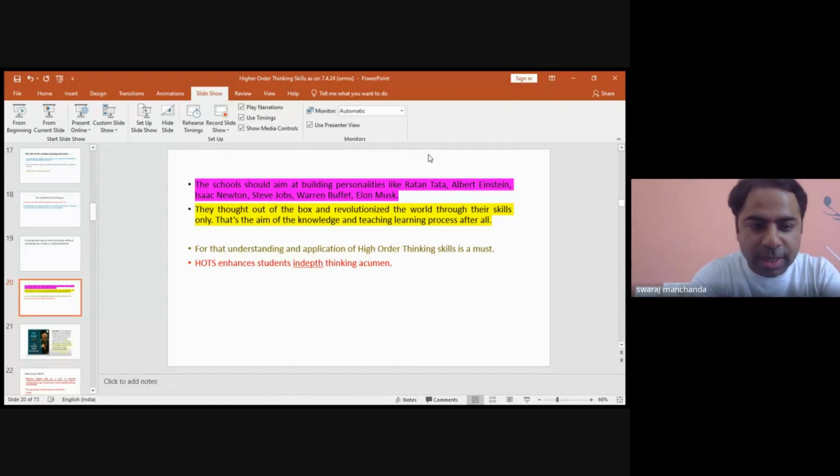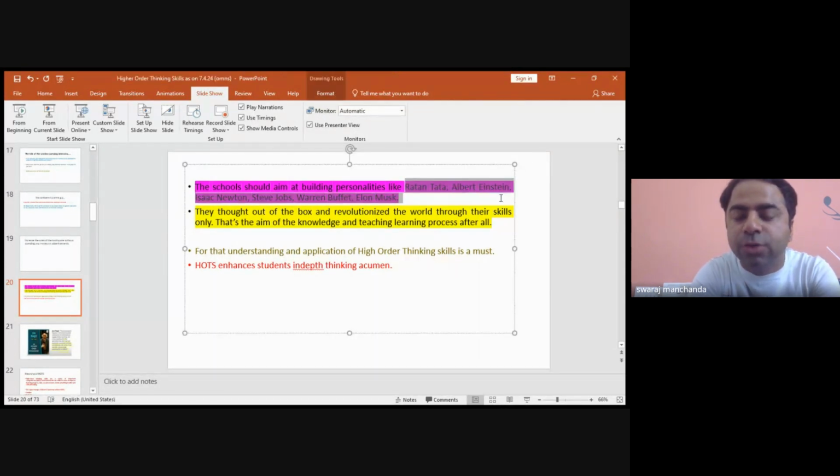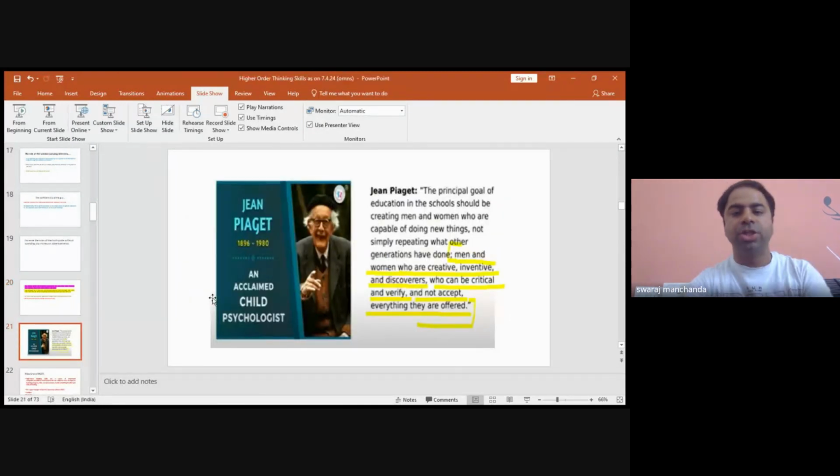Okay. So let's continue with the same. As I told you, if we are able to work on HOTS properly, if we are able to develop good strategies for HOTS, and if we are able to make our classroom interactive and practical and connected with real life commercial problems, then we can have personalities like Ratan Tata, Albert Einstein, Isaac Newton, Steve Jobs, Warren Buffett, Elon Musk at home. HOTS enhances students' in-depth thinking acumen. That is why it is important. There's a famous child psychologist, Jean Piaget.